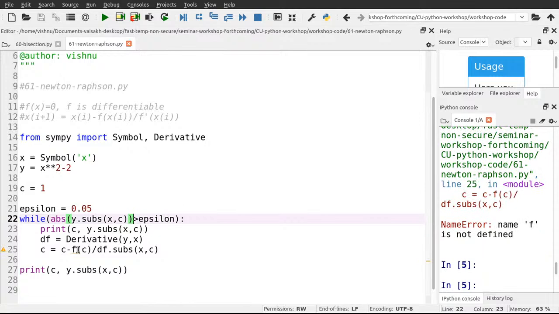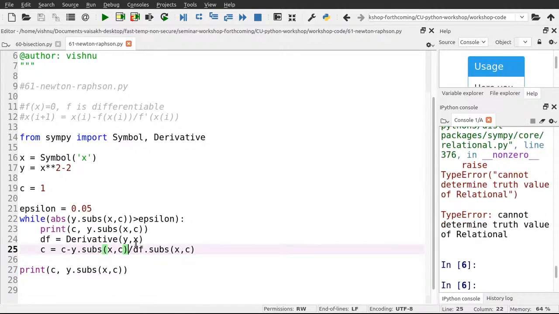Where is this f? Oh, once again the same kind of mistake. This is f of c. f of c is nothing but y substituted with c. Running. Cannot determine truth value. What happened here? y substituted with this absolute value.